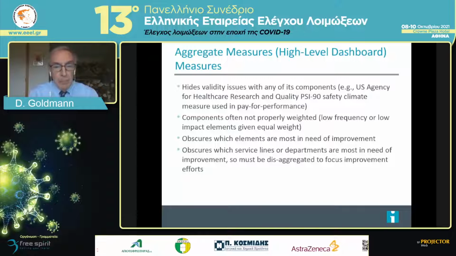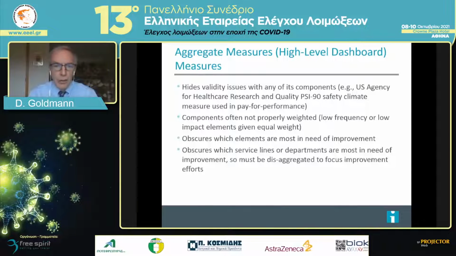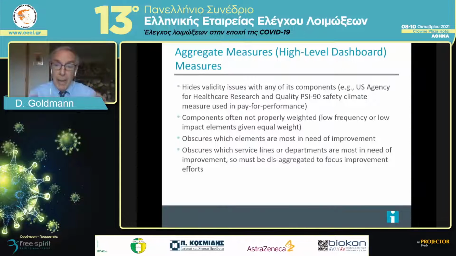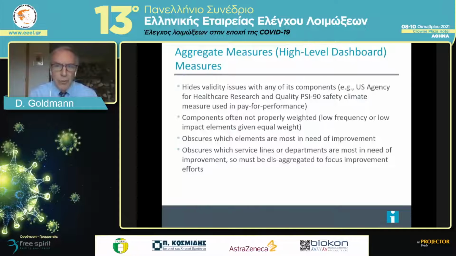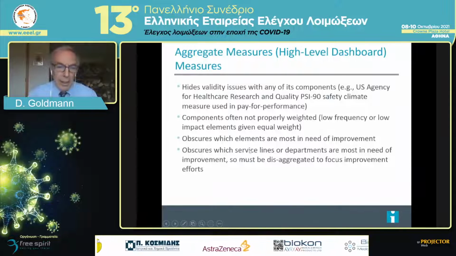And people such as myself really don't like this measure, which has been imposed on institutions in the United States and is used to pay hospitals for the care they get. So really be careful about aggregate measures and be sure you understand their components and whether it makes sense to put them all together.